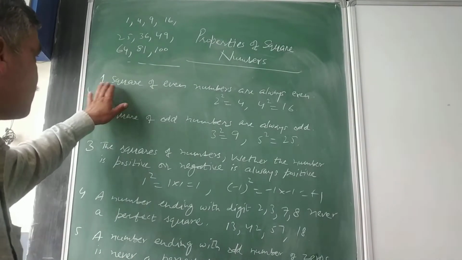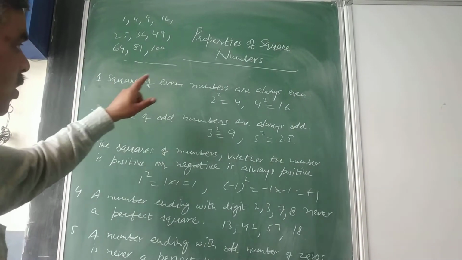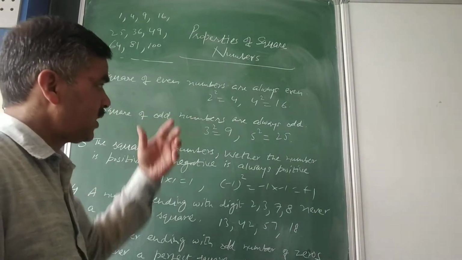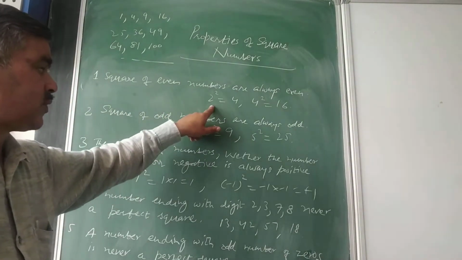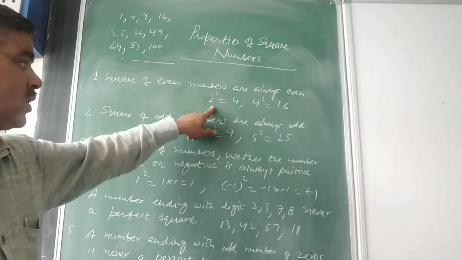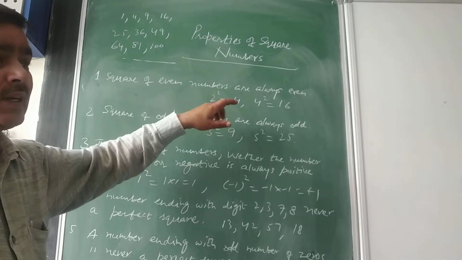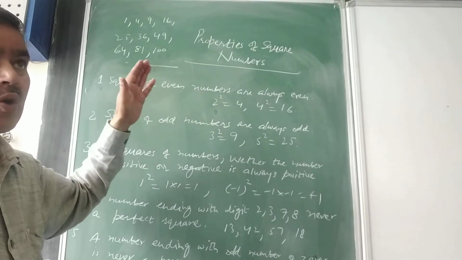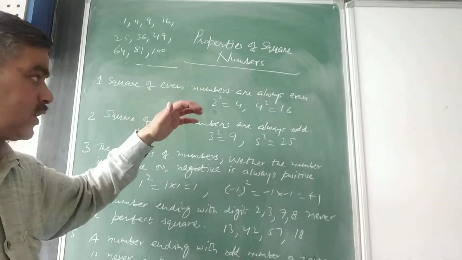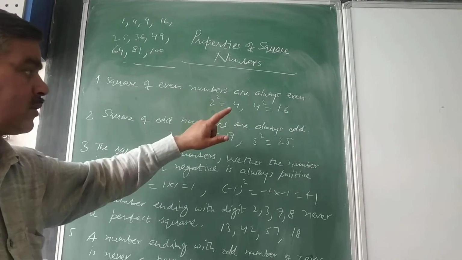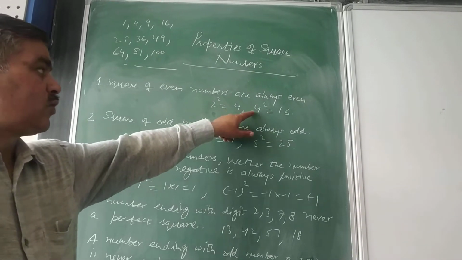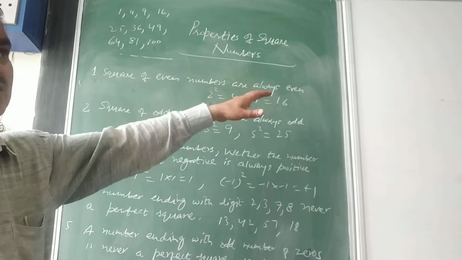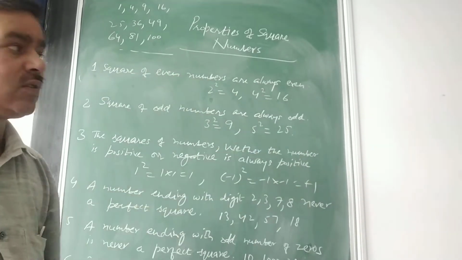So your first property is: squares of even numbers are always even. You can take any even number. I have taken the example of 2 here. 2 is an even number; all multiples of 2 are called even numbers. Who is not clear about what even numbers are? All the multiples of 2 are the even numbers. So if you square 2, the result is 4, which is even. If you take 4, the result is 16. If you take 8, the result is 64, again even. This means the square of an even number is always even.